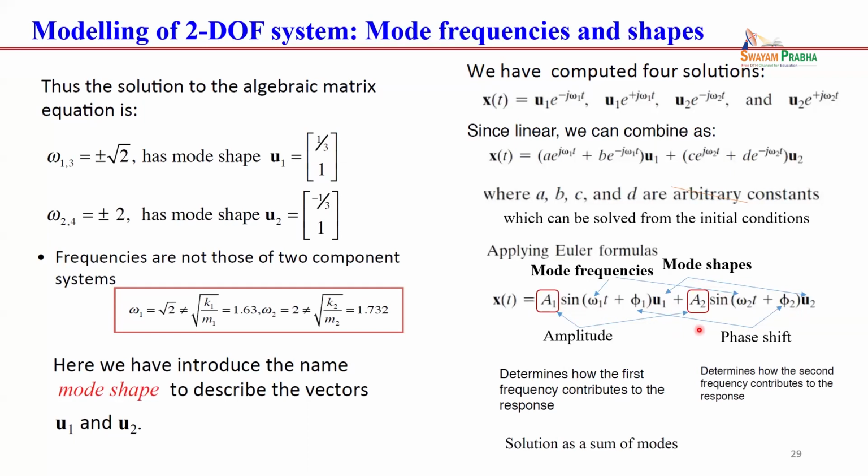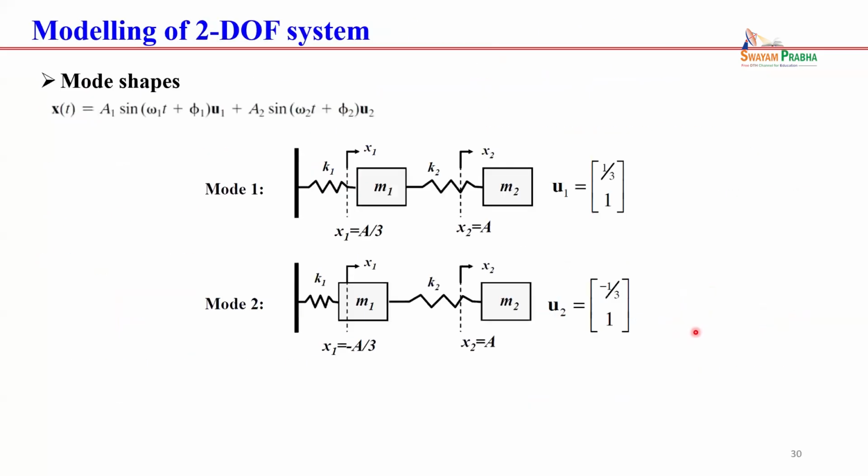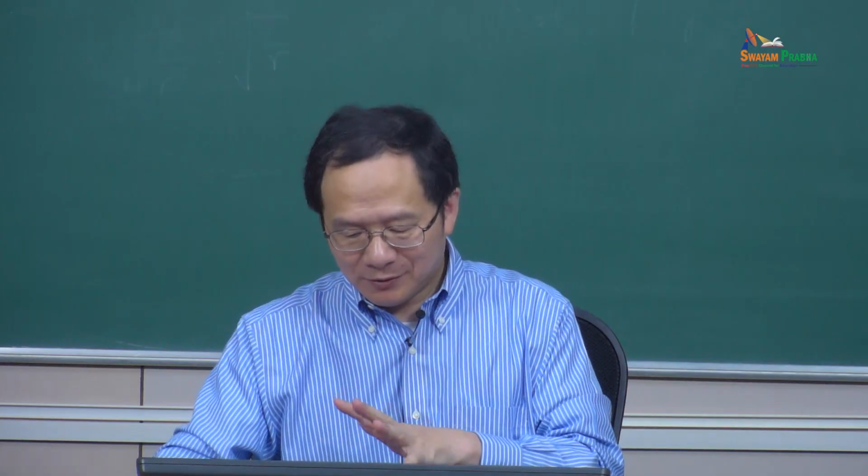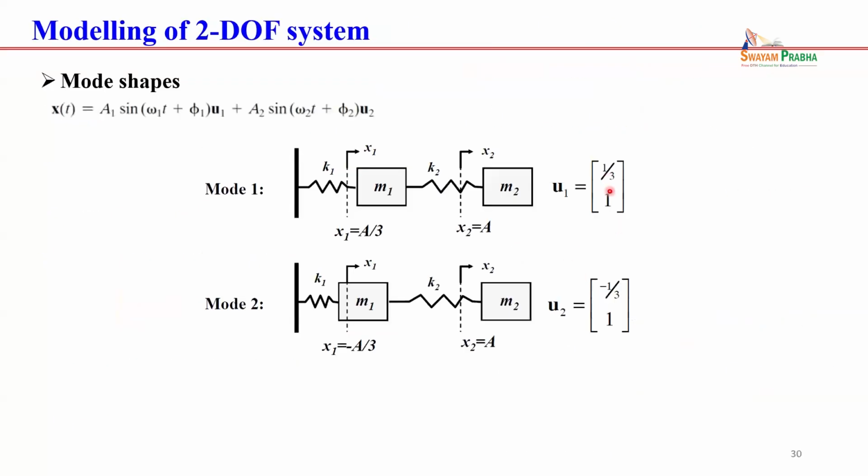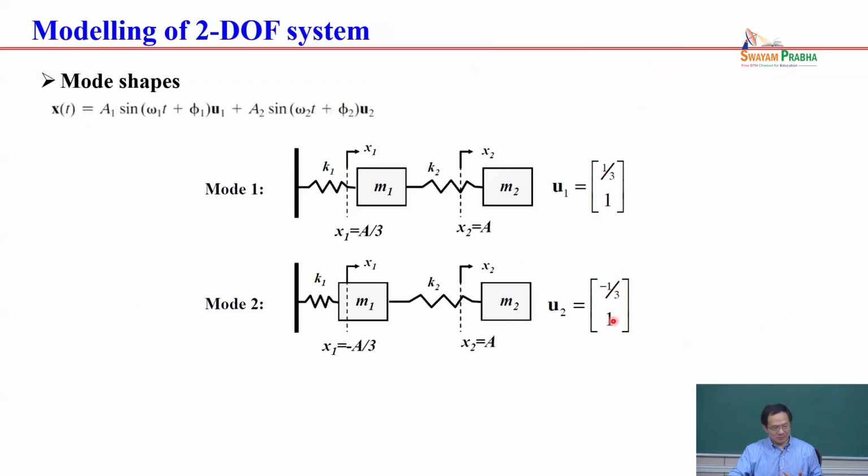So I go through a little bit quicker. There are some mathematical equations I highlight. So that means how it vibrates is a combination of these two one-degree freedom systems. One is omega 1, one is omega 2. But the shape is U1, U2. One is like here, 1, 3, negative 1, 3.